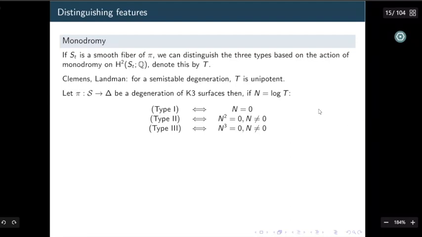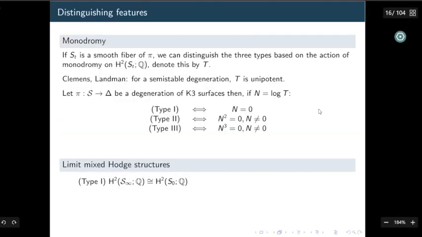Okay, so you can distinguish these things by monodromy, and so monodromy feeds into mixed Hodge structures. So you can also say what this means in terms of the limit mixed Hodge structure associated to the degeneration. So maybe I'll say a little word about mixed Hodge structures. So the limit mixed Hodge structure associated to a degeneration. Maybe I should have actually written this in a slide. So this is a mixed Hodge structure.